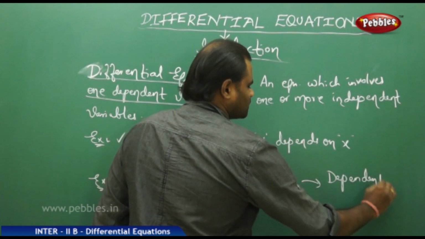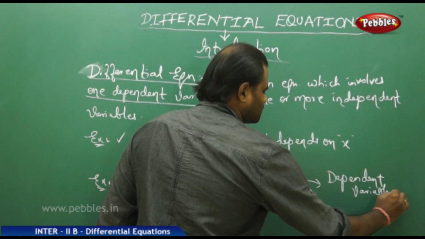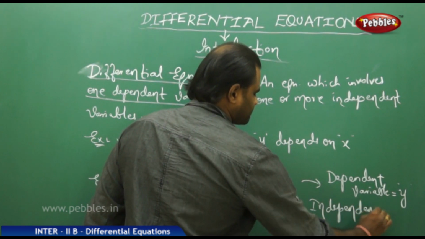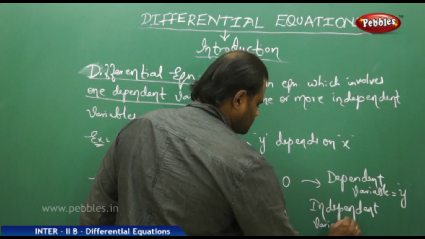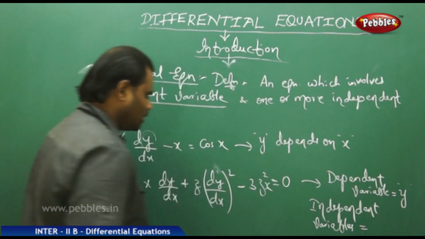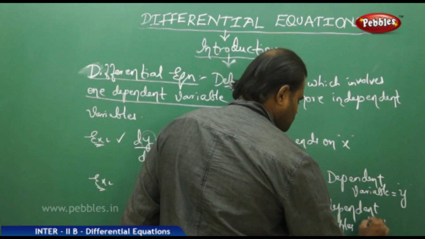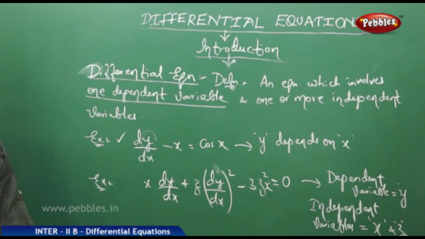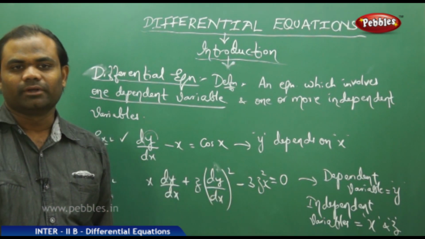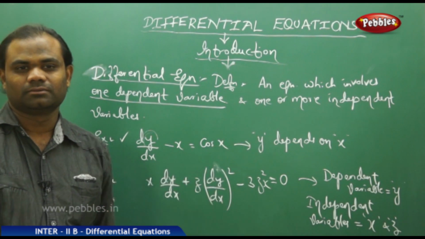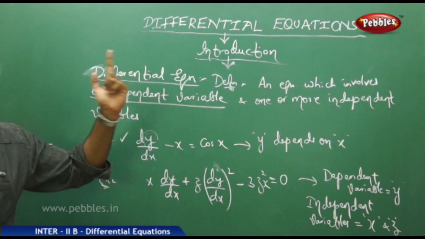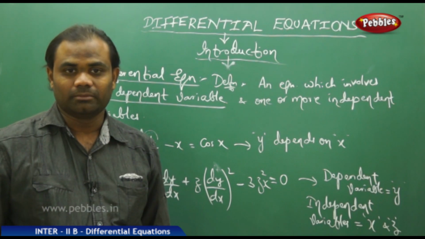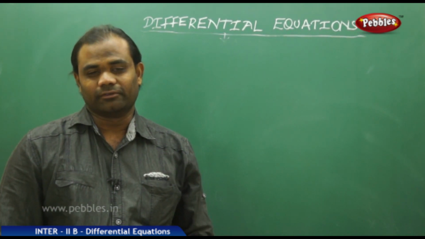So in this case, the dependent variable is y and the independent variables are x and z. This is how we understand the difference between dependent variables and independent variables for the given differential equation. For a differential equation, there is only one dependent variable, but it can have one or more independent variables. Only one dependent variable. Now next, let's see the types of differential equations.